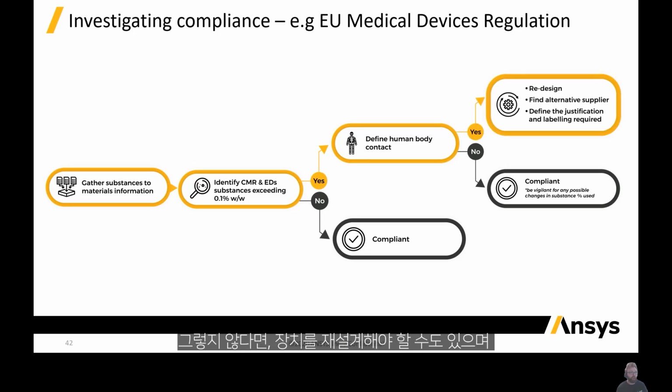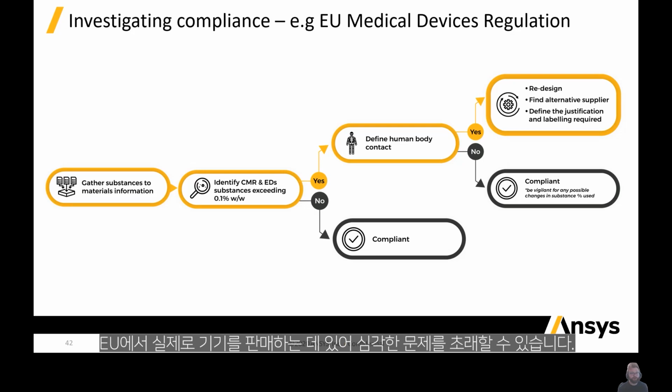But if it is, there actually are penalties, such that you have to redesign the device. There may be an alternative supplier that needs to be found. And there may have to be very specific labeling and marketing information that has to be communicated. So not understanding and seeing how this can affect a product can lead to some pretty severe consequences in regards to actually being able to sell the device in the EU. Having the ability to do this easily and in line with your other processes is very critical to the concept of digital product development.